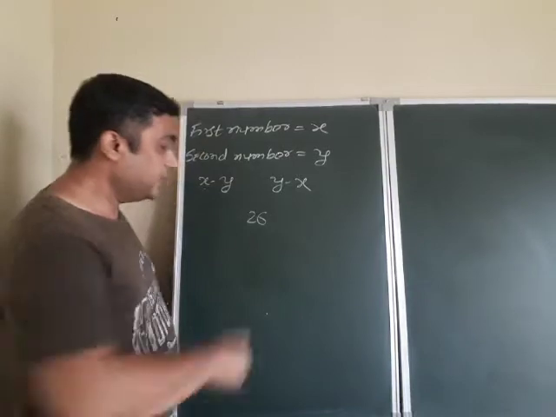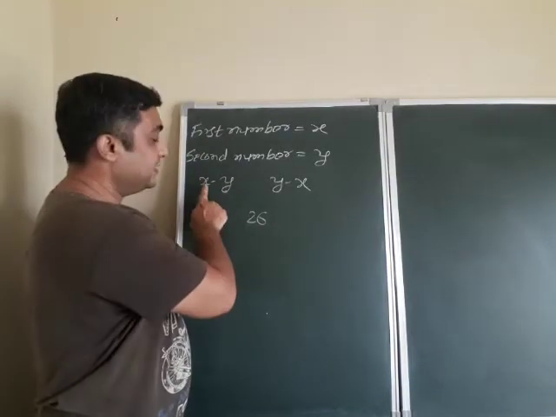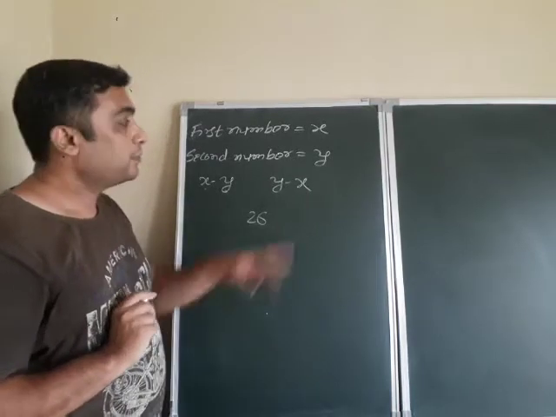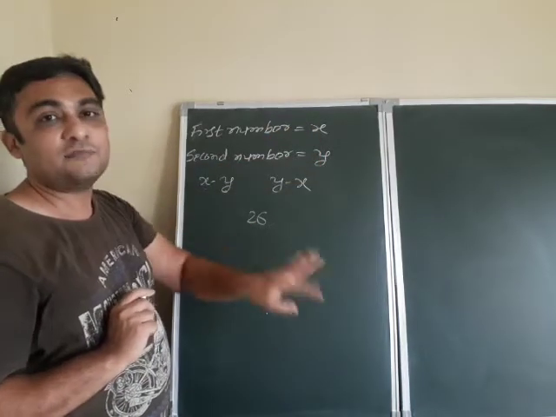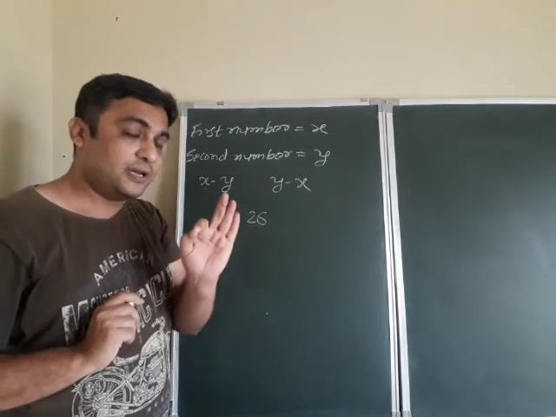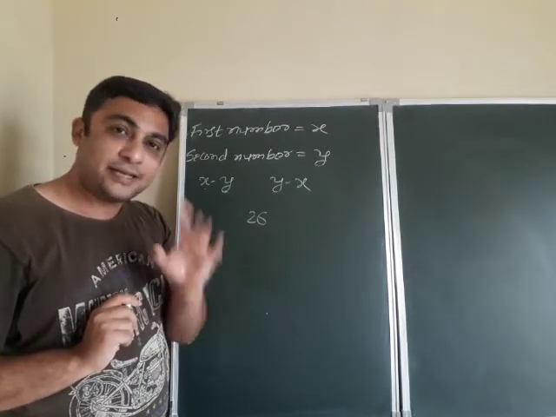The difference is 26. Here we are not taking any decision whether it is x minus y equal to 26 or y minus x equal to 26, because we don't know which one is greater and which one is less, or whether both are equal. Okay, so let me read the complete data and we take our decision.